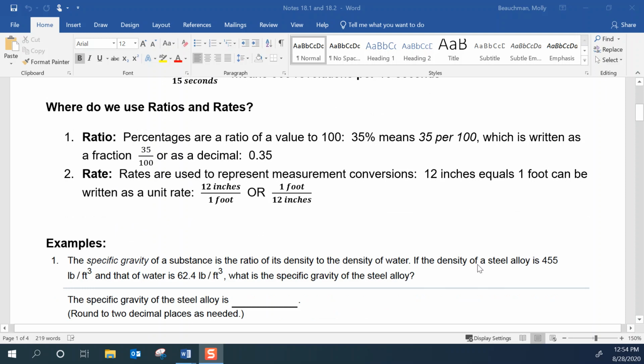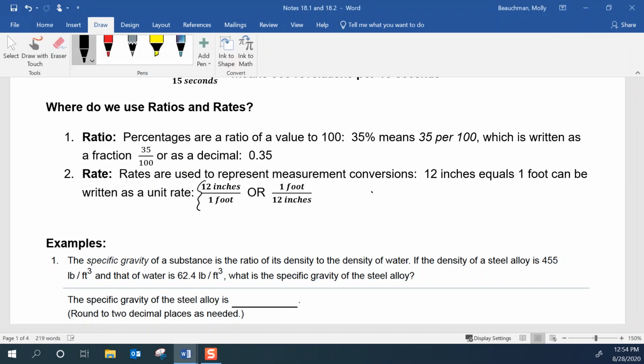Another place we use a ratio is a percentage. Percentages are a ratio of a value to 100. So 35% means 35 per 100, which is written as a fraction, 35 over 100, or as a decimal. The 35 over 100 is the ratio. Rates are used to represent measurement conversions. If you're converting from inches to feet or feet to inches, we use something called a unit fraction, or a unit rate, where 12 inches over 1 foot, or you could write it 1 foot over 12 inches, and that's called a unit rate because it reduces to 1. 12 inches and 1 foot represent the same measurement.